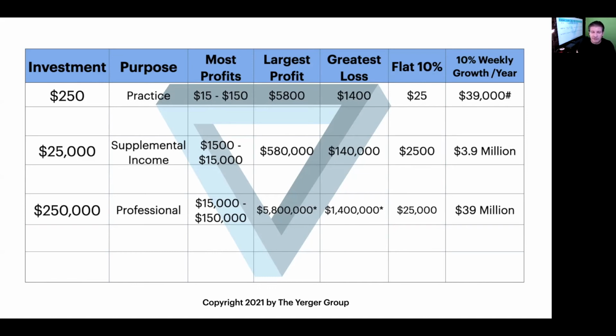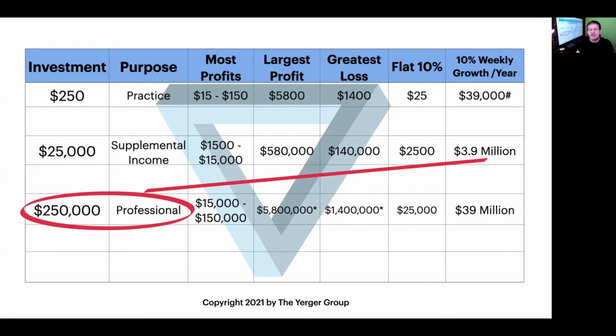We'll talk about that in another video. Your flat rate this time, if you start with a balance of $250,000, your flat rate is now $25,000. If you're growing at that 10% per week, you're cashing out $25,000 a week. That's your salary.